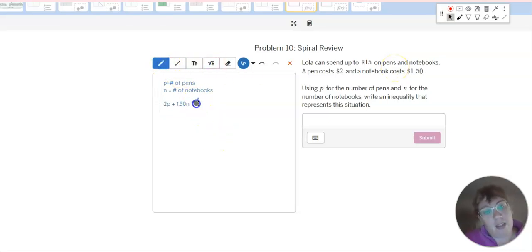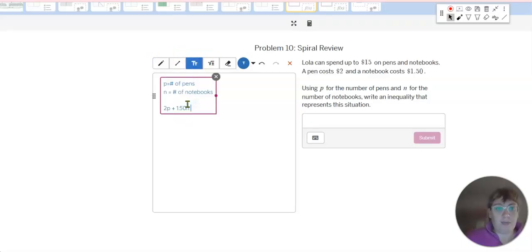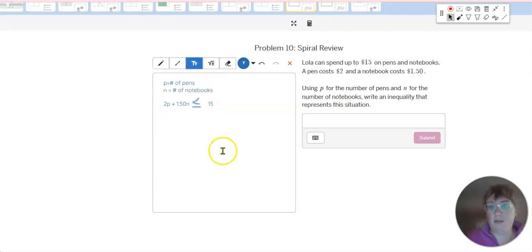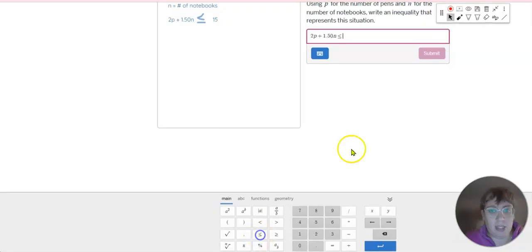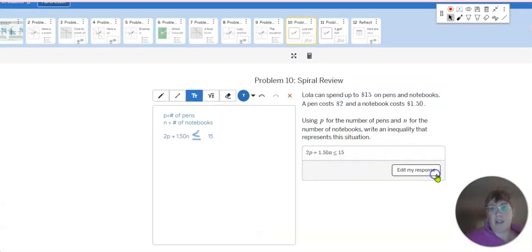So we're going to have less than or equal to $15. Beautiful. So if we wrote that, it'd be 2P plus 1.5N, and get our keyboard to do less than or equal to 15 and submit.